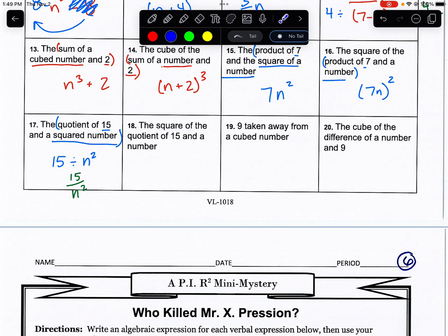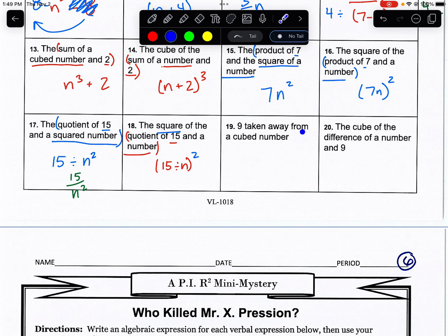Let's try 18. The square of the quotient of 15 and a number. All right, let's try that. Quotient, what are the 2 quotient of what? 15 and a number. So 15 goes first, quotient number, put that in parentheses, and they say it is the square of it, which means we got to square that.